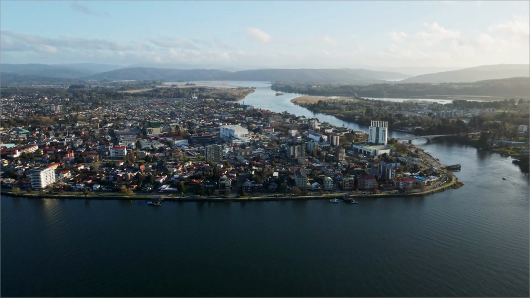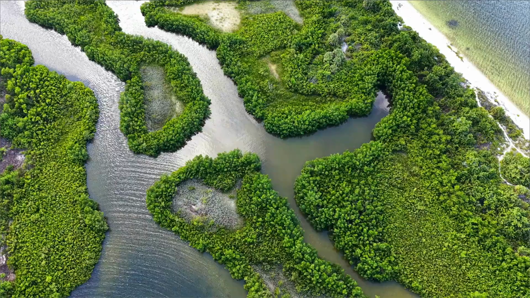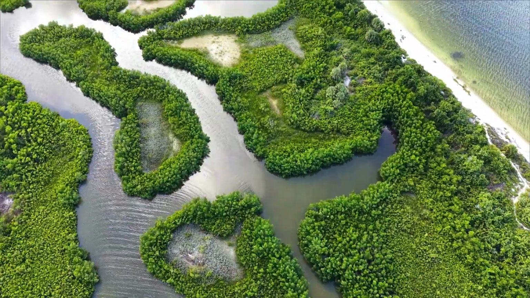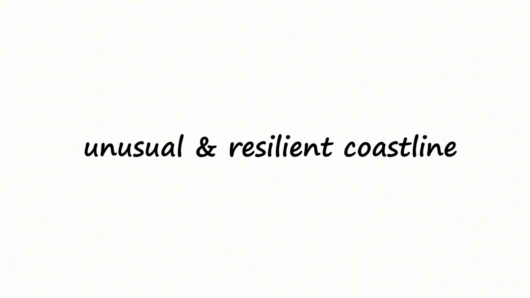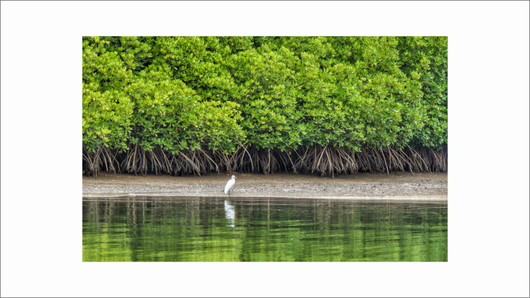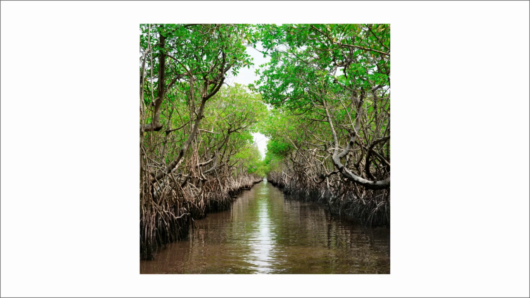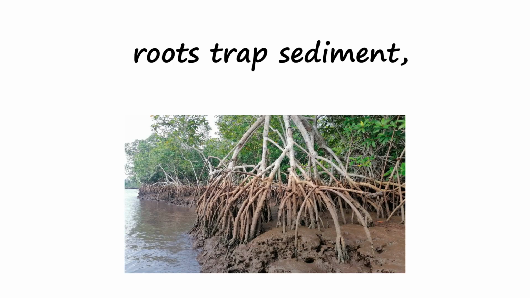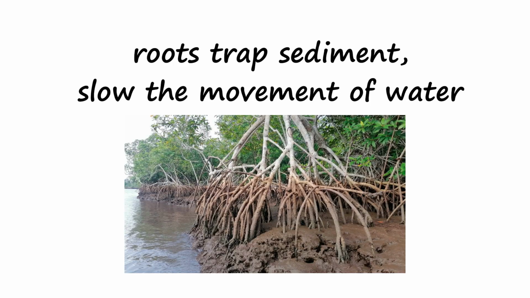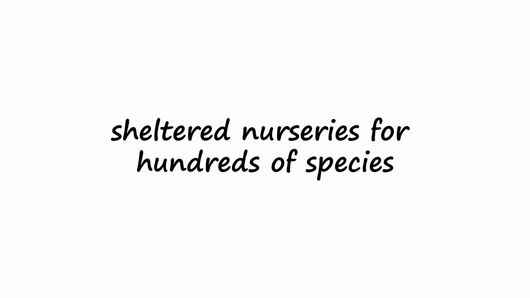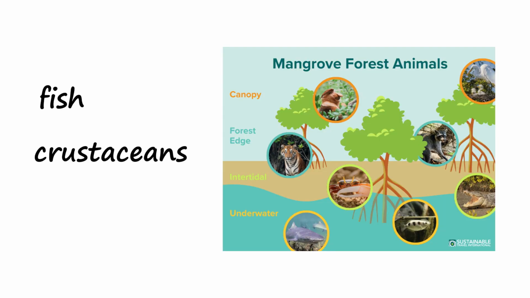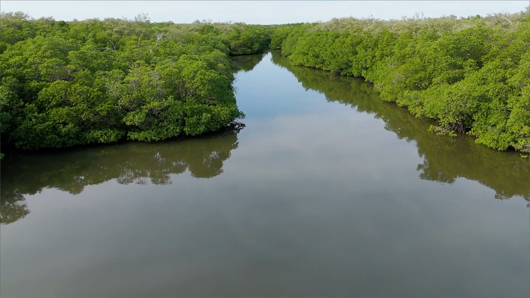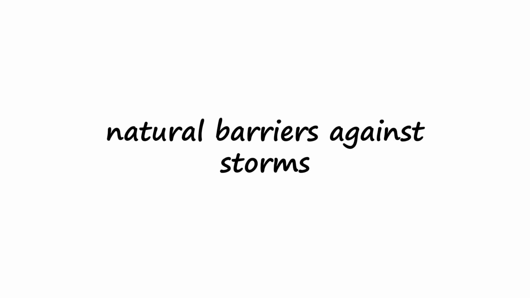channels leading inland. Mangrove coastline. Found in tropical and subtropical regions, this is one of the most unusual and resilient coastline types in the world. Mangrove trees grow directly in saltwater, their tangled root systems rising above the mud in dense, interlocking networks. These roots trap sediment, slow the movement of water, and create sheltered nurseries for hundreds of species of fish, crustaceans, and birds. Mangrove coastlines act as natural barriers against storms.